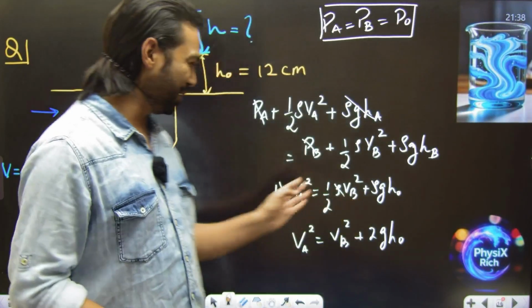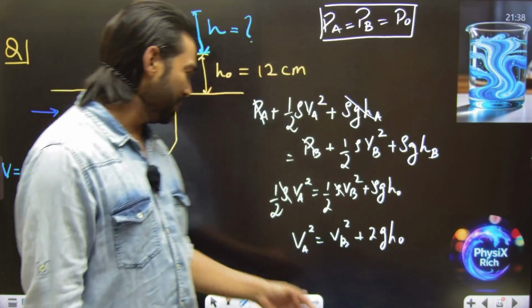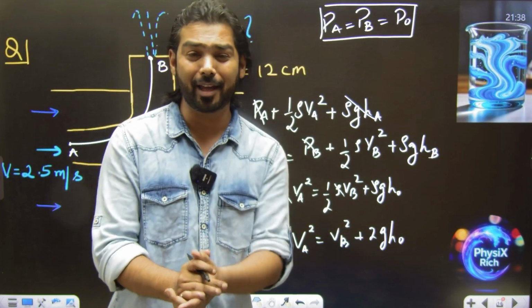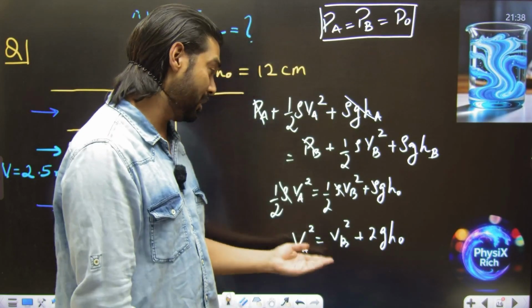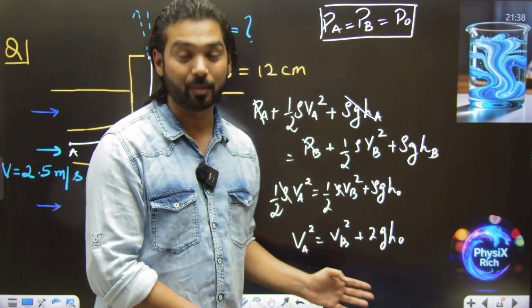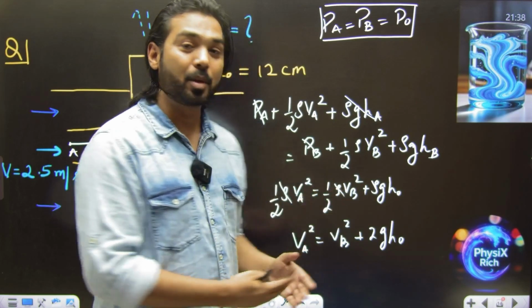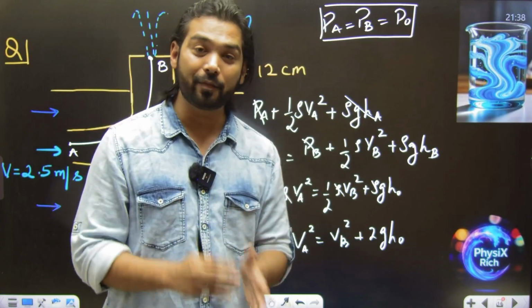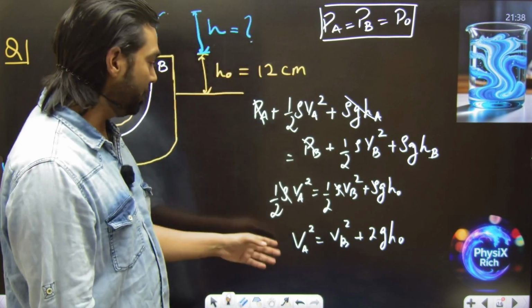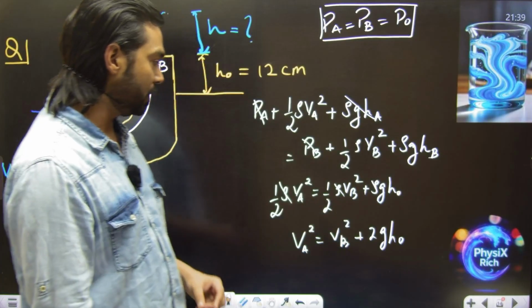Okay, the rho gets cancelled. So VA square equals VB square plus 2GH naught. Now again, I implore you, this is not the third equation of motion. This is Bernoulli's theorem, and we have found this from conservation of energy. This is not V square equals U square plus 2AS. Please do not get confused. So VA square equals VB square plus 2GH naught.